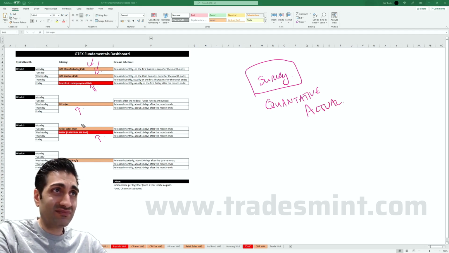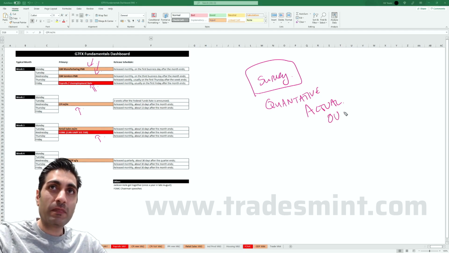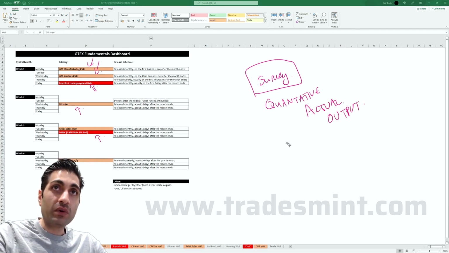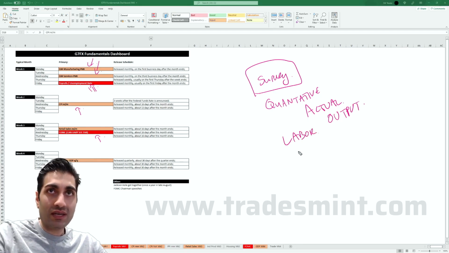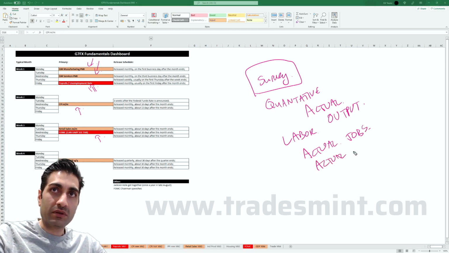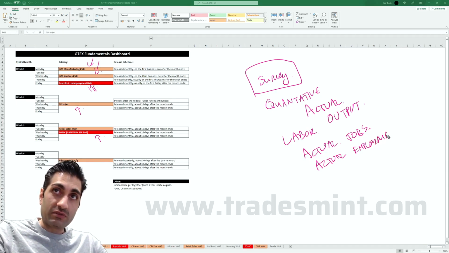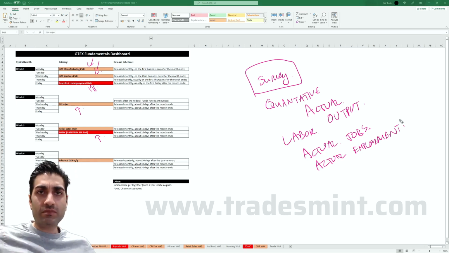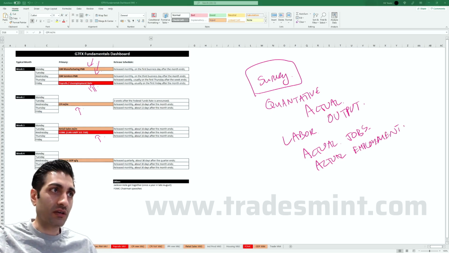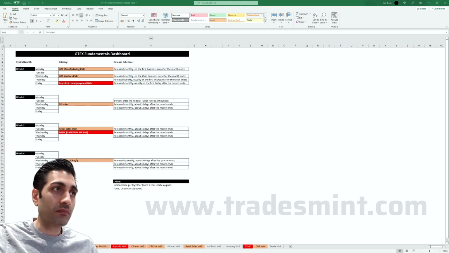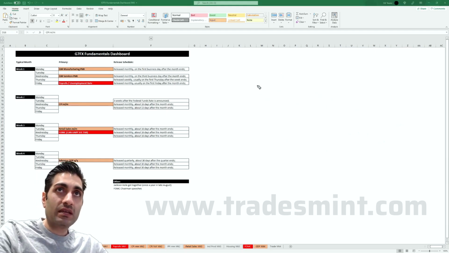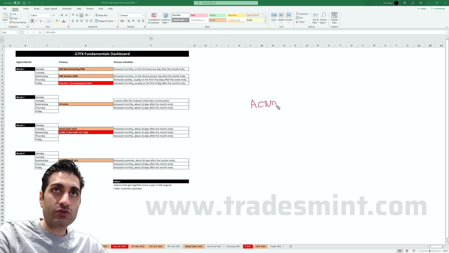With GDP, obviously, it is output, but with labor statistics, which is the payrolls, it's actual jobs, right? Actual employment. If I could spell it, actual employment. So really, really important that you recognize the distinction here. And we've talked about it many times, but we're going to keep talking about it. Now we're getting into actual data.